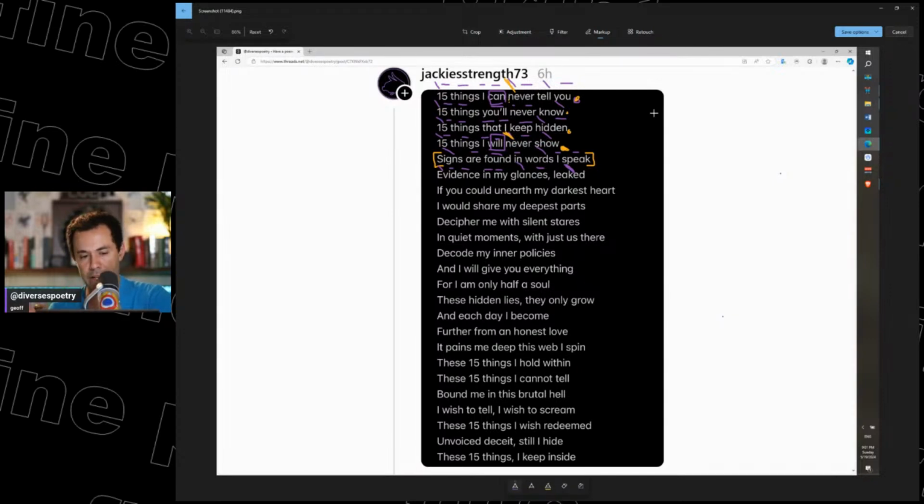If we're trying to map this one out, this one probably has the most straightforward meters. Evidence, that's going to be right up there, so that's going to be your dactyl. And evidence in my glance, that's your anapest. And then leaked, and then you have your iamb, potentially, for your rhythm.